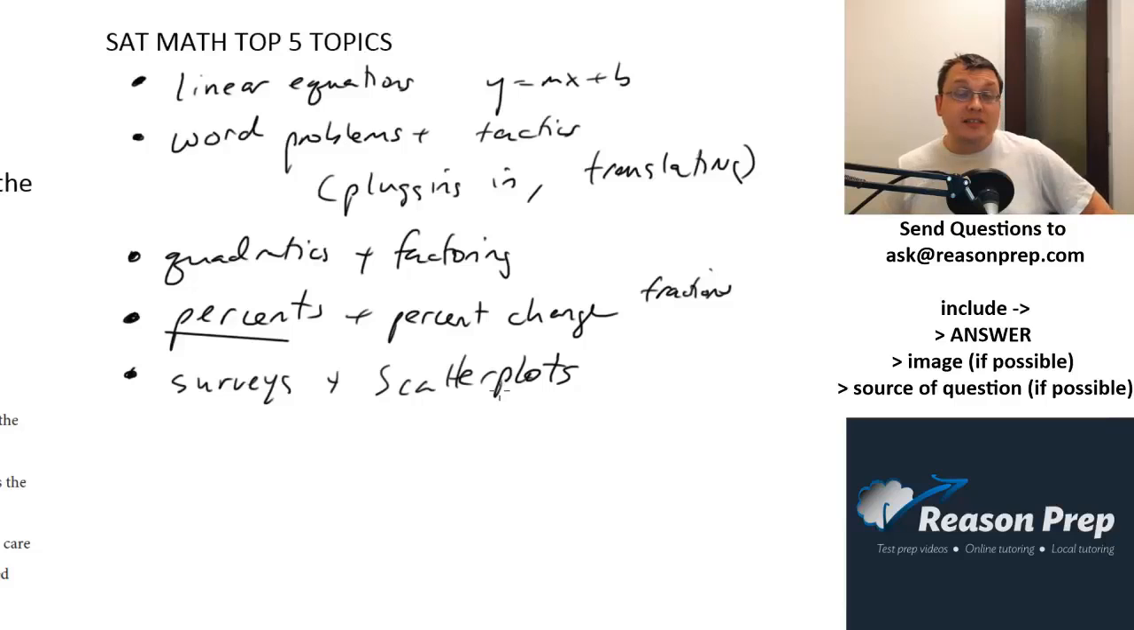So how are surveys constructed? What counts as a good survey? What can you conclude from surveys? In terms of experimental design, what are scatter plots? What are best fit lines? How do they relate to the data points? All that kind of stuff you might have learned in like a beginning statistics type class, or maybe Algebra 2 sometimes does a little statistics. Would be pretty good as well. So those are the top 5 topics. There's more, but those are ones you definitely want to have a really good handle on.